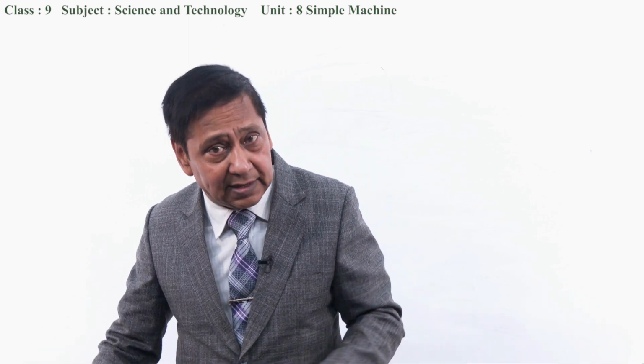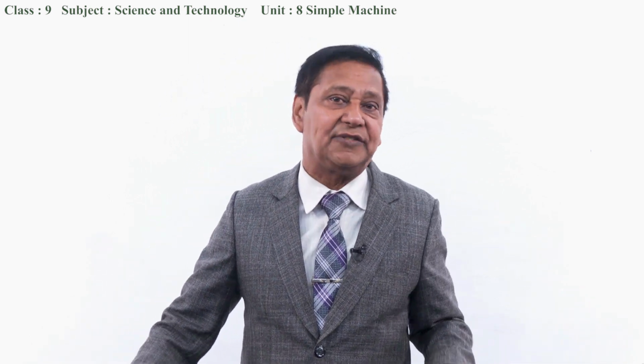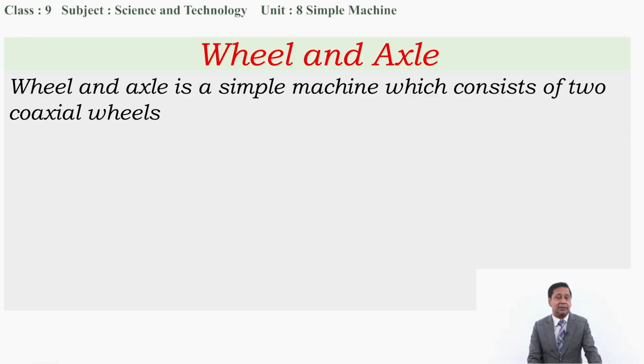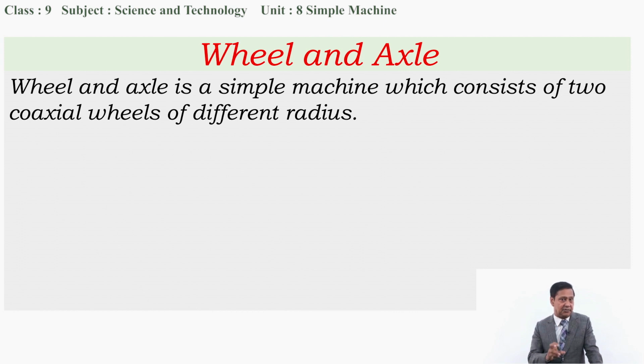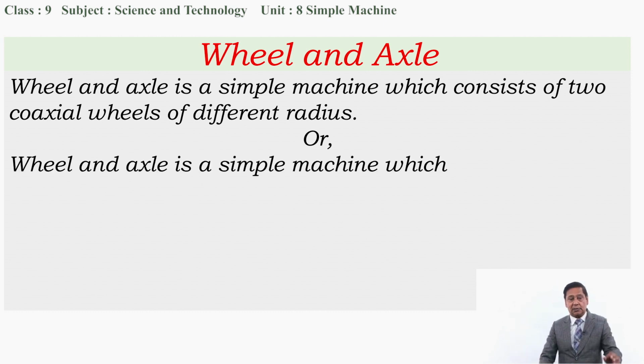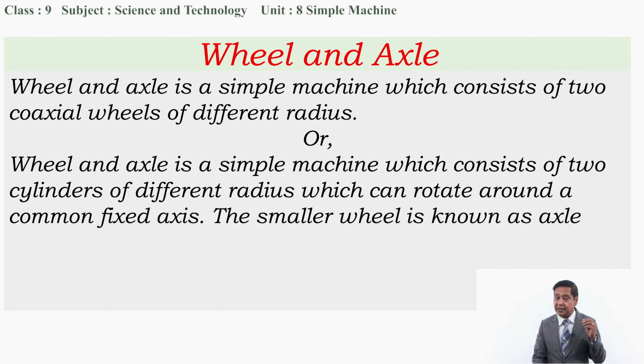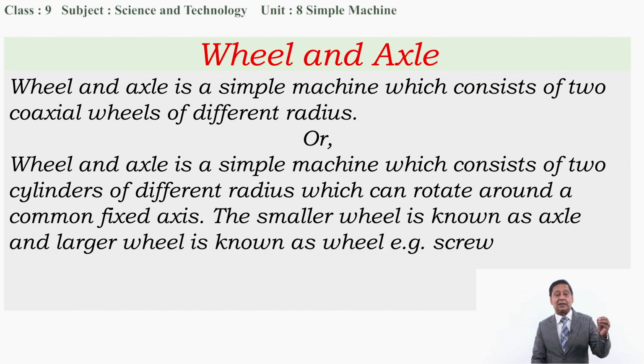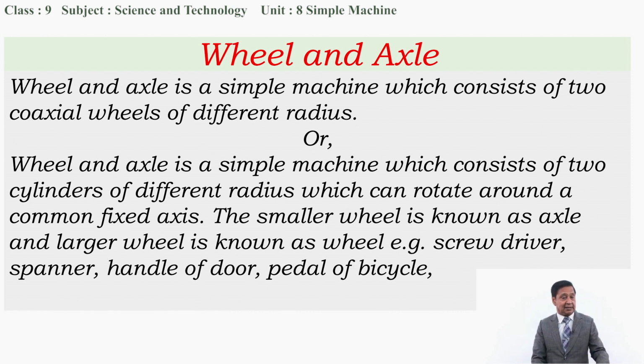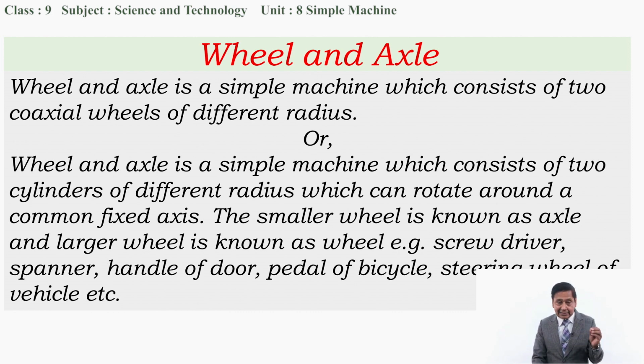Okay, after this, now we can define wheel and axle this way. What is wheel and axle? Wheel and axle is a simple machine which consists of two coaxial wheels of different radius. Or it can be defined in a little elaborated form also. We can say this way also. Wheel and axle is a simple machine which consists of two cylinders of different radius which can rotate around a common fixed axis. The smaller wheel is known as axle and the larger wheel is known as wheel.